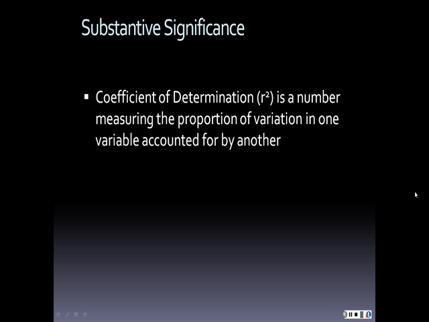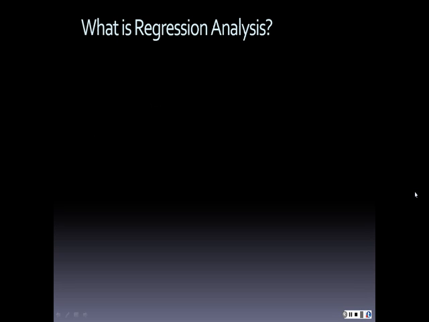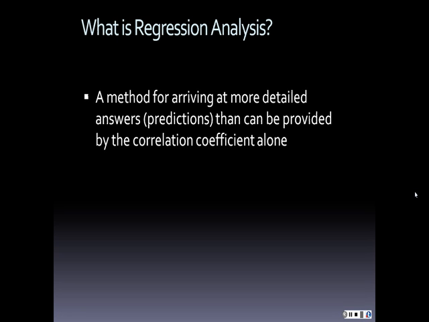So for example, if you're looking at a bivariate relationship and you have an r squared of, for example, 0.6, then you can say that 60% of the variation of one variable is related to variation of the other variable. So we'll use this in a little bit, but first let me talk a bit more about regression analysis.